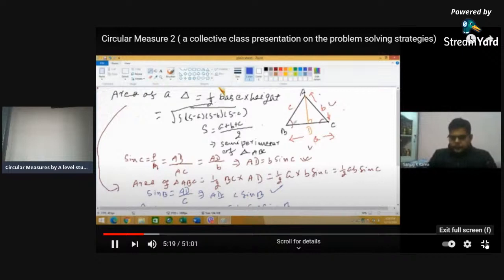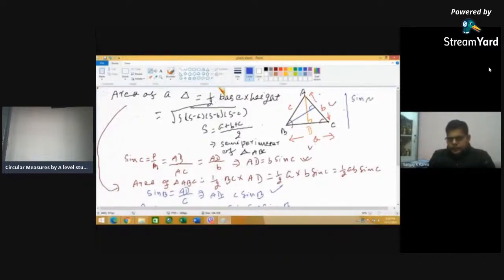Similarly, if you drop a perpendicular from angle B onto the side AC, then you can suppose AC as the base, and this will be the perpendicular. In that case, we have already talked about sine B and sine C, so let's talk about sine A. So for this angle sine A in this triangle, we'll have again b and c, so you can name this as b also.